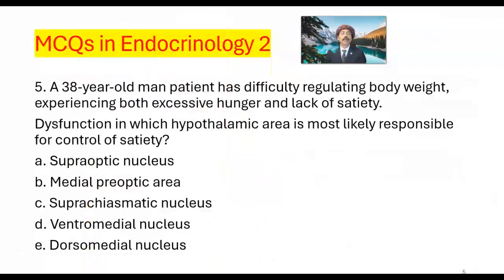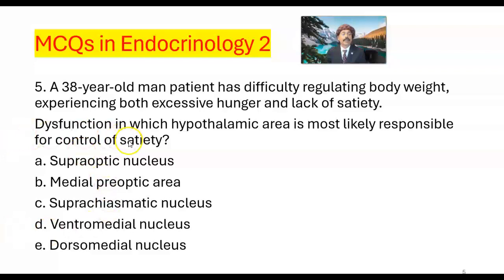Okay, question number 5. A 38-year-old man is a patient, has difficulty regulating body weight, experiencing both excessive hunger and lack of satiety. Dysfunction in which hypothalamic area is most likely responsible for control of satiety? So this person likes to eat every time, anytime, and they are gaining body weight.